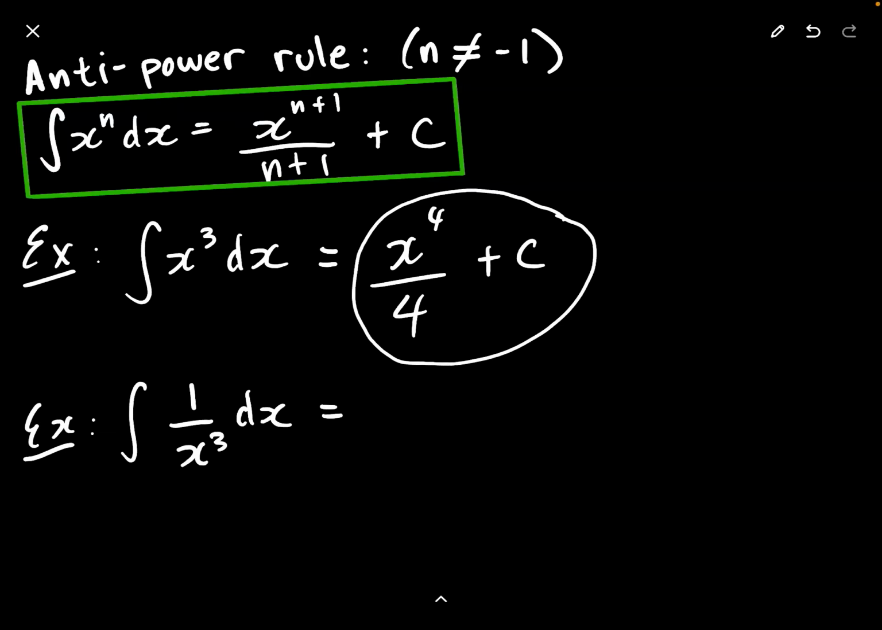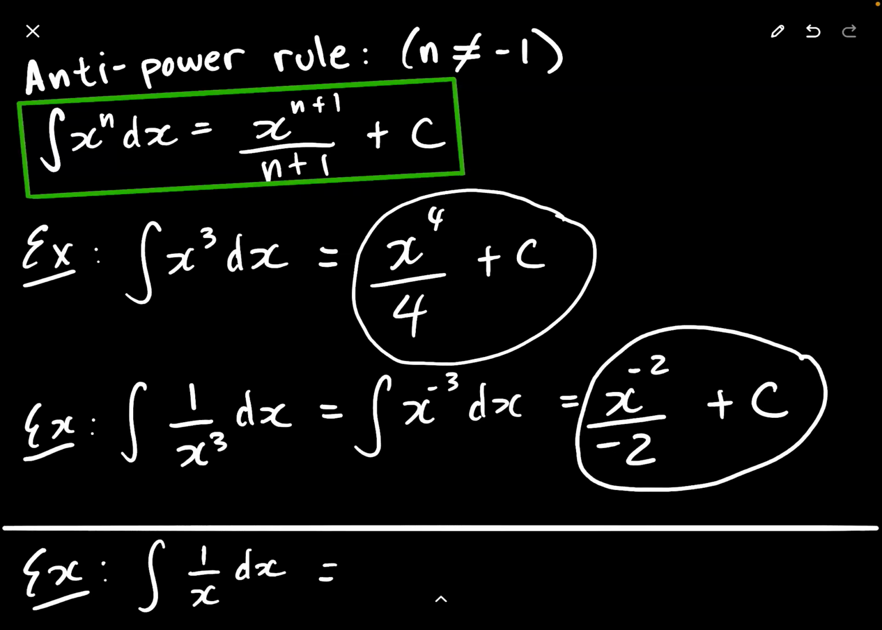Next, we can take the antiderivative of 1 over x cubed with respect to x. But first, just like the derivative rule, we have to re-express it in the form x to the n. So here we have the antiderivative of x to the minus 3 with respect to x. And now we can use the anti-power rule. So you will add 1 to the power and then divide by that number. So minus 3 plus 1 is minus 2, divided by minus 2, plus c.